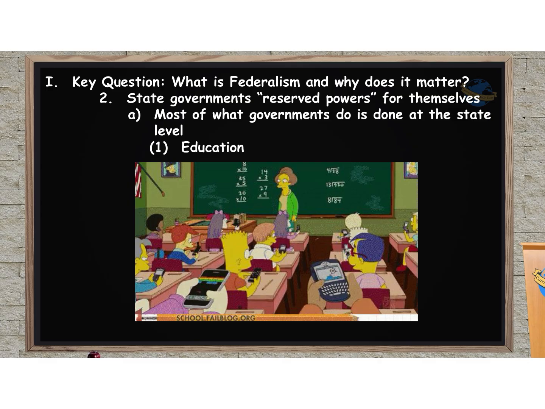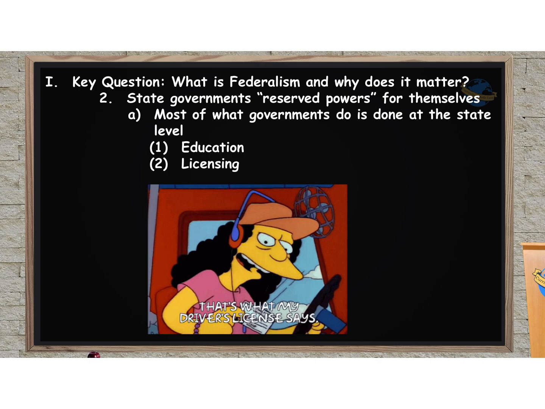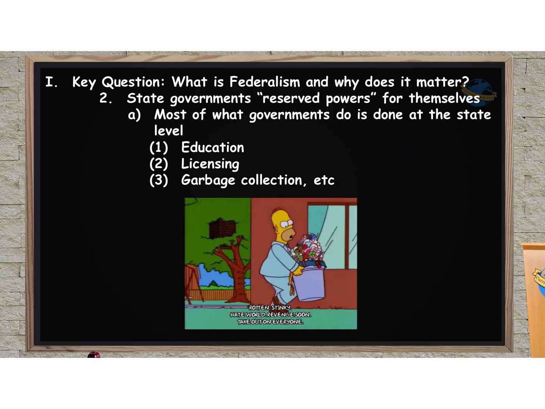So for instance, the things you're learning in school, the fact that you have to take this class in order to get a high school diploma, that was decided by the government of the state of Wisconsin, not the federal government. Licensing is also handled by the states themselves. Your driver's license is not a United States driver's license, it's a Wisconsin driver's license. My license to teach this class was issued by the state of Wisconsin, not the federal government. Things that affect your day-to-day life, like garbage collection, that's all left for the states to figure out. The federal government doesn't really have a say in those things.